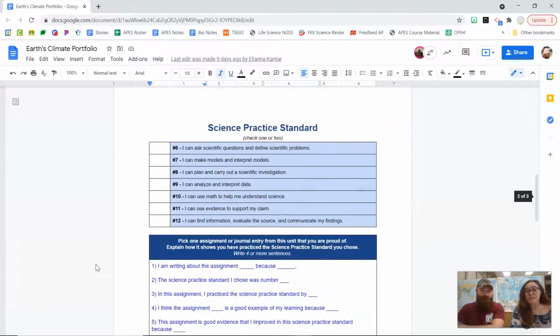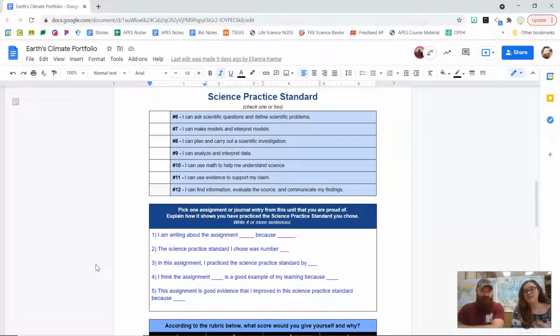They repeat the same process for the science practice standards. Here, we ask students to choose 1 or 2 science practices. If you want them focusing on a specific science practice, you can delete this table and only include the practice that they are focusing on. But ideally throughout one unit, students are doing multiple practices. So we wanted them to choose what they were focusing on.